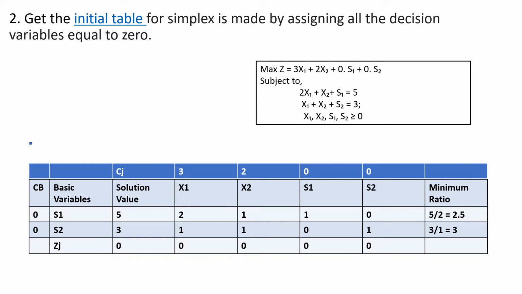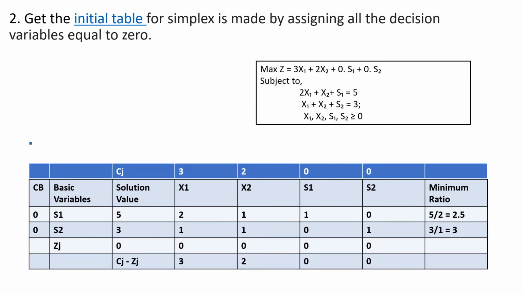Okay. Now once you calculate the value of Zj, next you calculate the value of Cj minus Zj, and that Cj minus Zj is to be calculated only for the variables. It is not to be calculated for the solution value. Okay, so we write here and we calculate the Cj minus Zj values. My Cj values are 3, 2, 0, 0, and so you have to subtract the value of Zj from there to get the value of Cj minus Zj. So we get this.